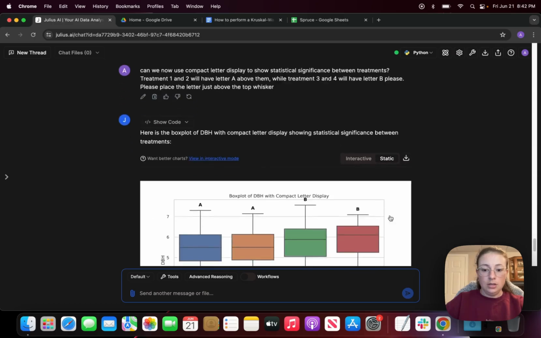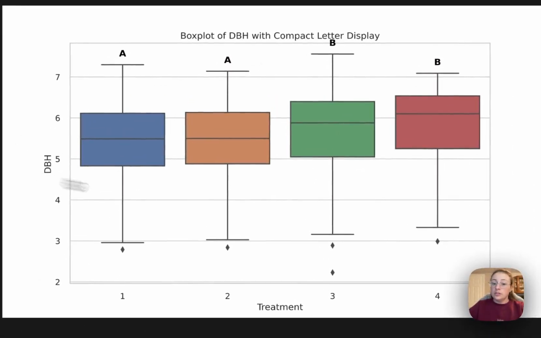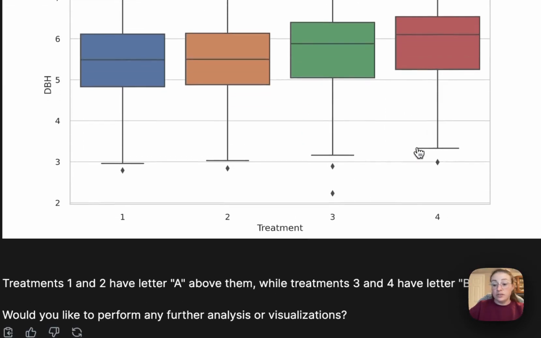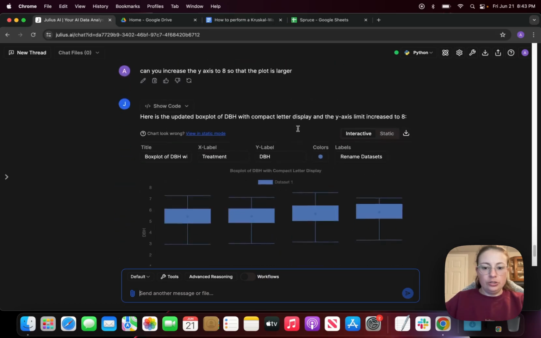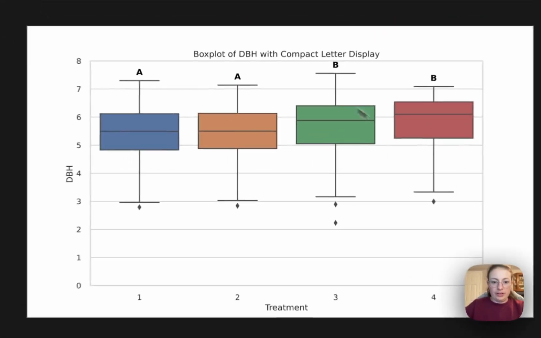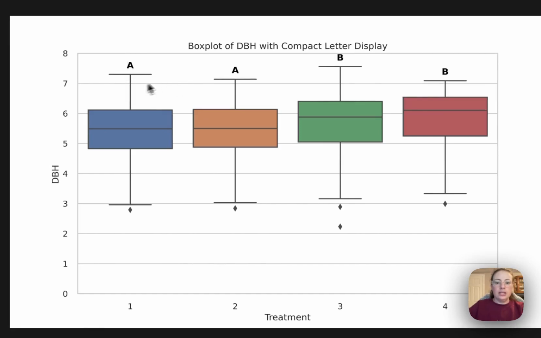So let's see. Oh, wrong way. This is perfect. This is exactly what I want. So I'm just going to increase the plot area from 7 to 8 so that this specific treatment 3 letter is not overlapping with this here. I'm just very nitpicky. So Julius should have perfection. So it was able to increase it.